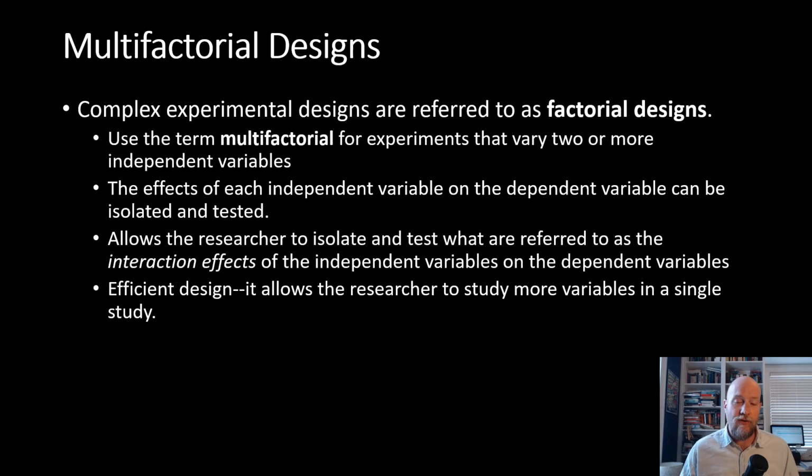But then you can also isolate something very interesting, which is called an interaction effect, which is how do these 2 independent variables in tandem selectively with one another affect the dependent variable? Is there some important relationship there that we're missing that's really not due to any of them in a vacuum, but only as they interact with one another? So this can be a really efficient design because it allows the researcher to study more variables in a single study, obviously.